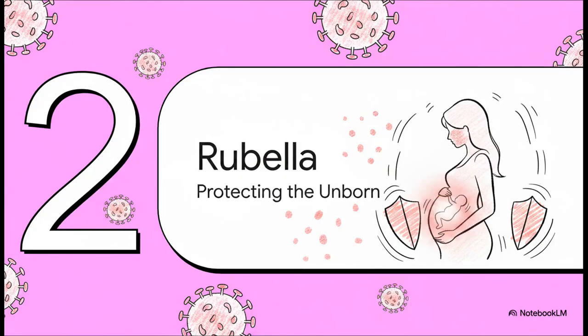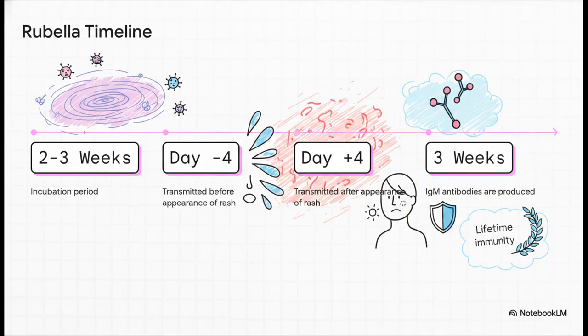Okay, moving on to Section 2, rubella and protecting the unborn. Also known as 3-day measles or German measles, rubella is an unclassified RNA virus. In adults and kids, it's a pretty mild illness, but we're focusing on it today because of its absolutely devastating congenital consequences. This timeline here is critical for your infection control protocols. Notice that 2 to 3 week incubation period.